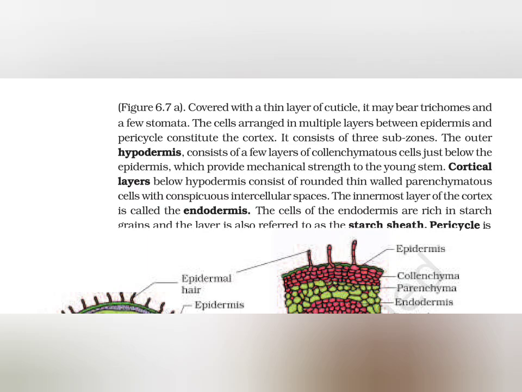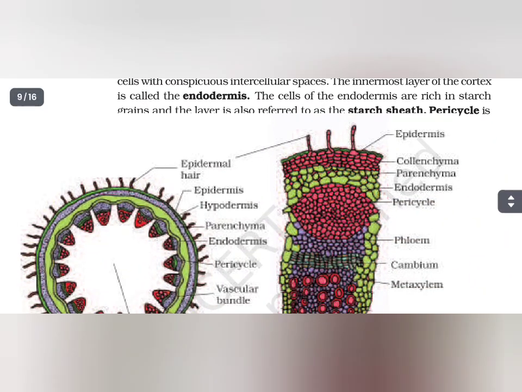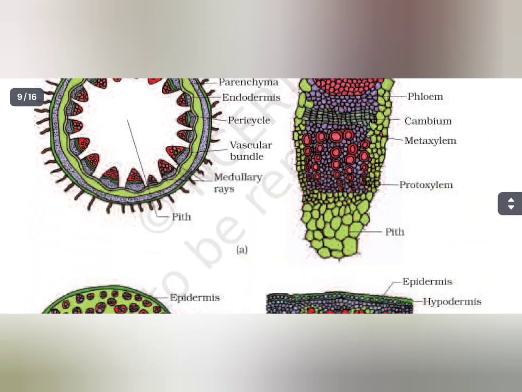The outer hypodermis consists of a few layers of collenchymatous cells just below the epidermis, which provide mechanical strength to the young stem. Cortical layers below the hypodermis consist of rounded, thin-walled parenchymatous cells with conspicuous intercellular spaces. The innermost layer of the cortex is called the endodermis. The cells of the endodermis are rich in starch grains, and the layer is also referred to as a starch sheath.